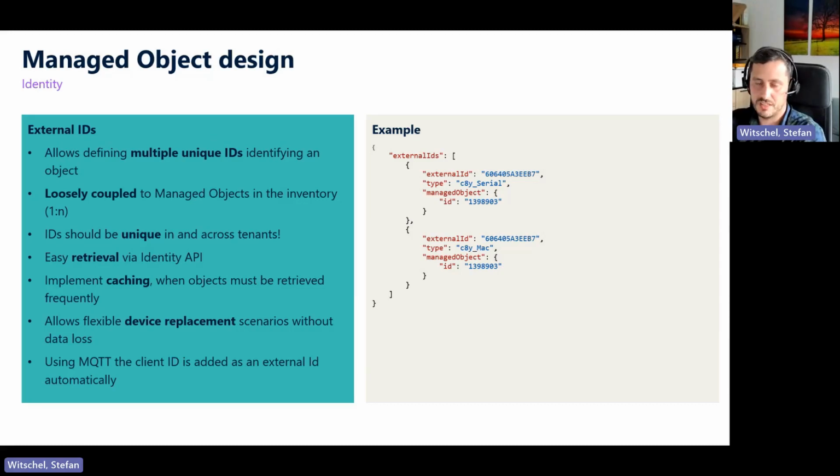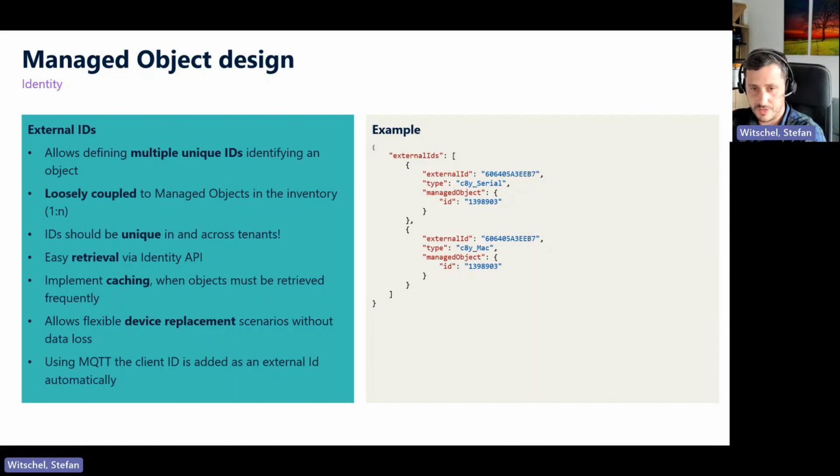But devices and other objects most likely have an external ID, like a MAC address, a serial number, or whatever you can think of, which is the unique ID. And here we have the identity API, which allows you to create these external IDs and assign them to your inventory object. And this is also a best practice. If you create a managed object in the inventory and you want to retrieve it later on, and you don't want to persist the internal ID, then you should always create an external ID and assign it to the device.